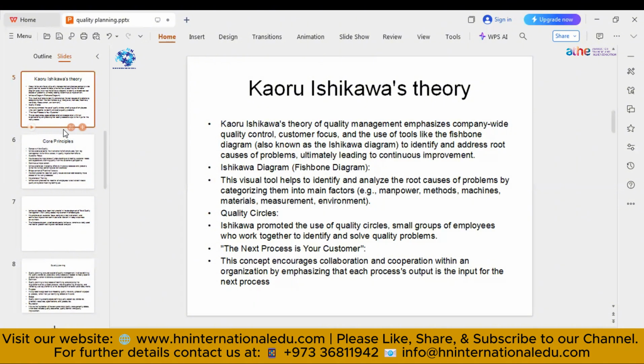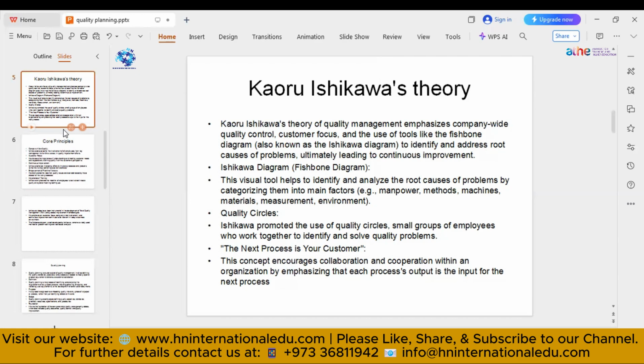Quality circles. Ishikawa promoted the use of quality circles, small groups of employees who work together to identify and solve quality problems. So, quality circle means a group of people who sit together and talk about how to improve quality and how to solve quality problems. So, quality circle means a group of people or a group of employees.